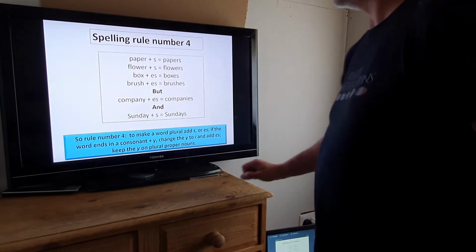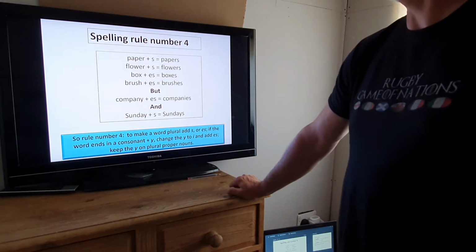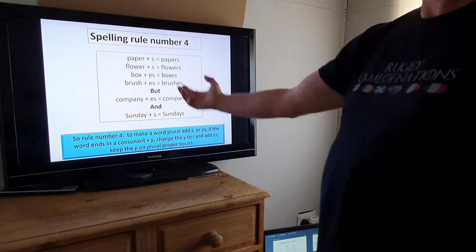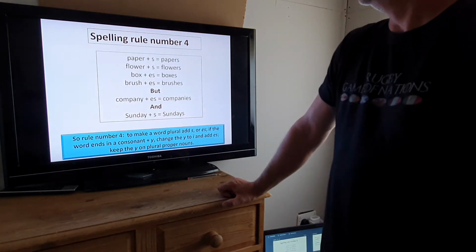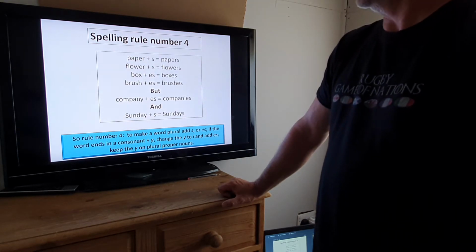Okay, so number 4, when you're adding some plurals. So you've got paper, you add an S, papers. Flower, add an S, flowers. Box, you have to add an ES. Brush, you have to add ES.